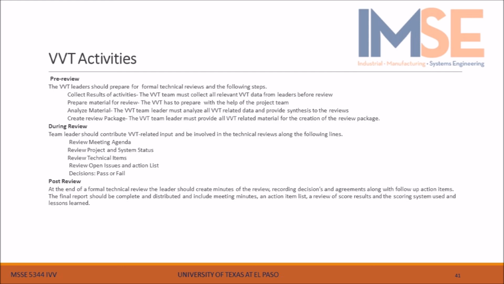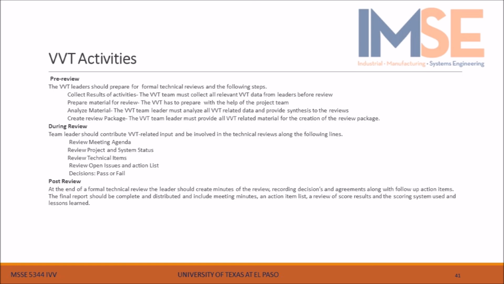VVT activities, peer review. The VVT leader should prepare for formal technical reviews with the following steps. Collect results of activities. The VVT team must collect all relevant VVT data from leaders before the review. Prepare material for review. The VVT has to prepare with the help of the project team. Analyze material. The VVT team must analyze all VVT related data and provide synthesis to the reviewers. Create review package. The VVT team leader must provide all VVT related material for the creation of the review package.